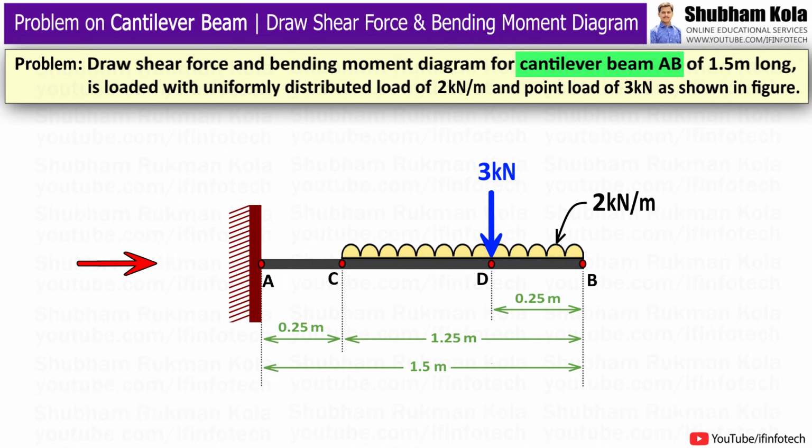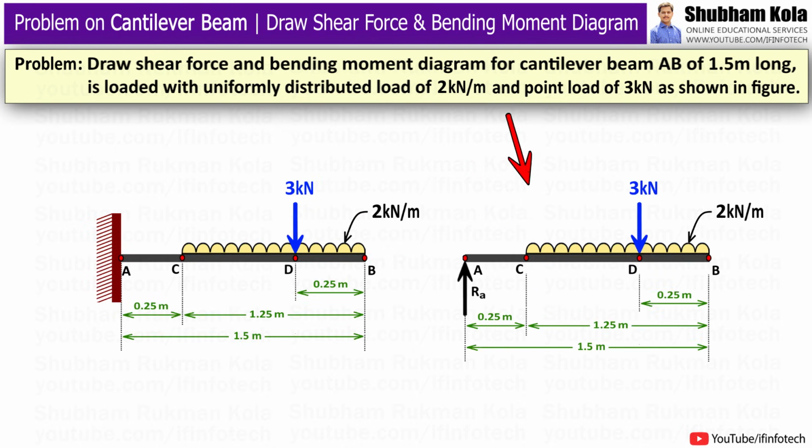So this is the cantilever beam AB of length 1.5 meter and carrying a UDL of 2 kN per meter and point load of 3 kN. So for this setup, we have to draw the shear force diagram and bending moment diagram. So first of all, I will draw the free body diagram for this beam section.